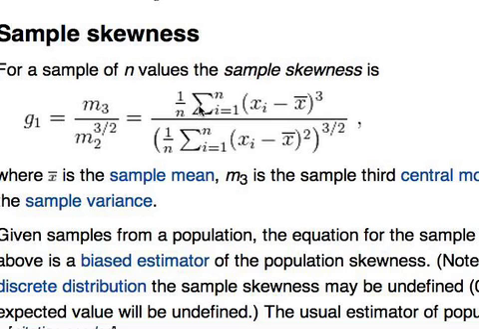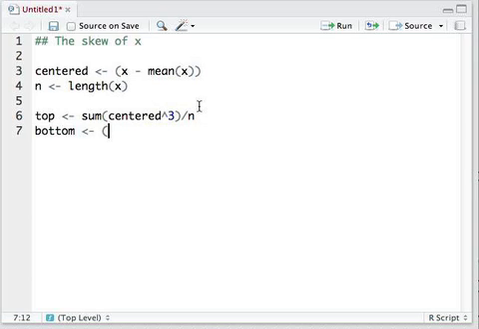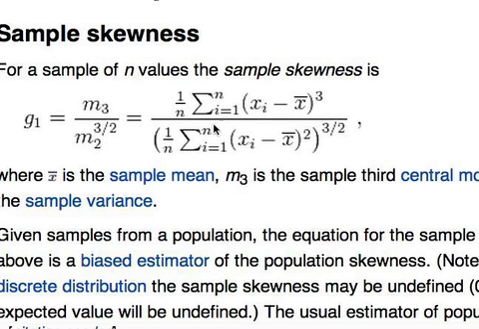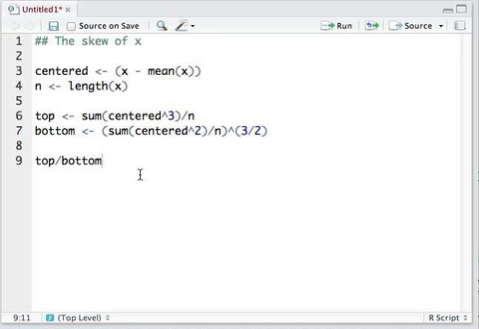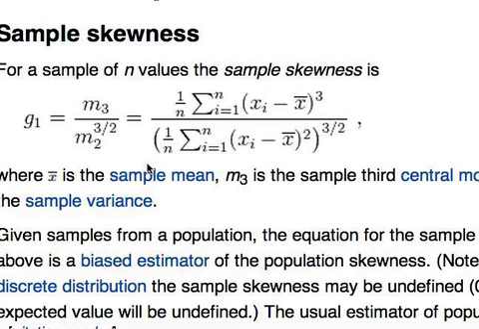is, I'm going to take the sum of centered squared over n raised to the 3/2 power. And our answer would be top over bottom. Okay, and just check. Sum of the centered squared over n to the 3/2 power. So we have top over bottom. That should be this so-called sample skewness as given by Wikipedia.